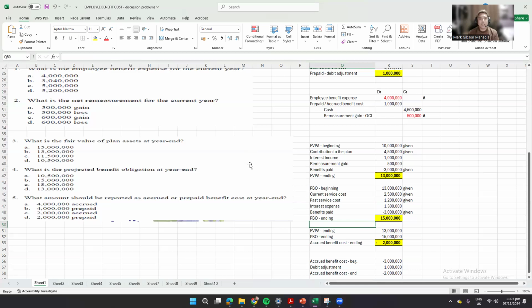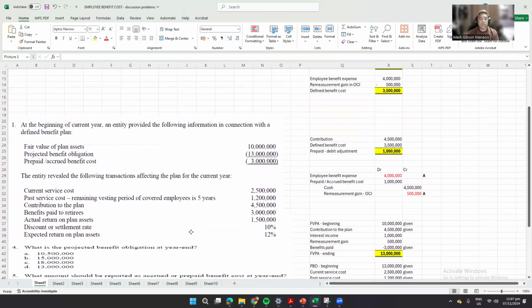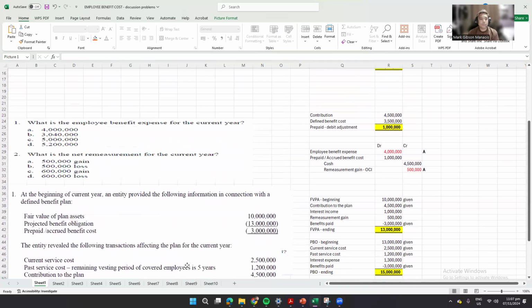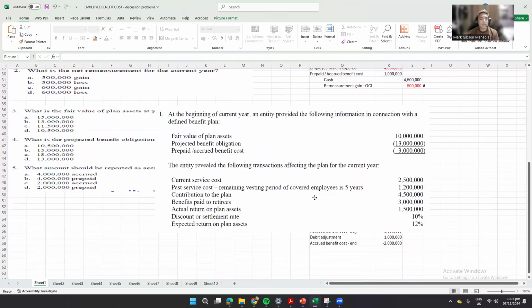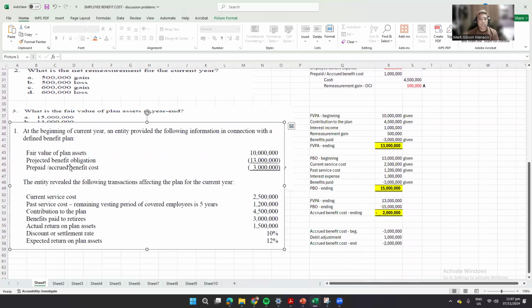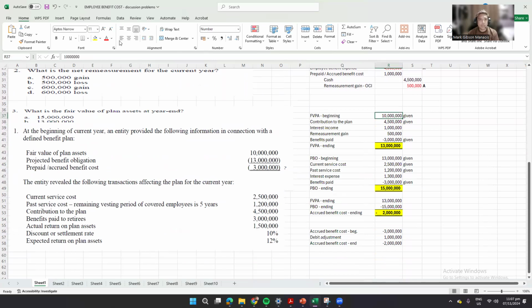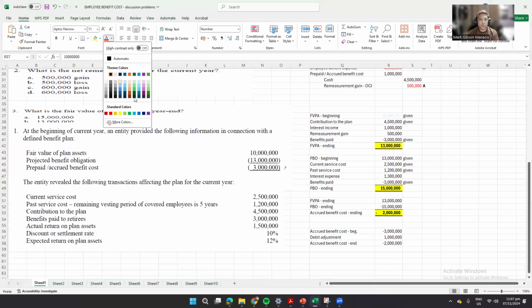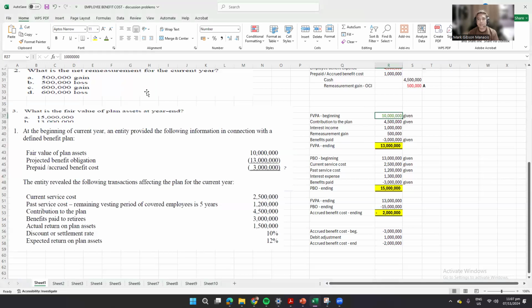Okay, so let's now try to compute for the fair value of the plan assets at year end. No, so we have the beginning balance of fair value of plan assets. So that's 10 million. Para lang masandan, i-color code ko na lang din. So given yan, class. Contribution to the plan also given. So we have 4.5 million.